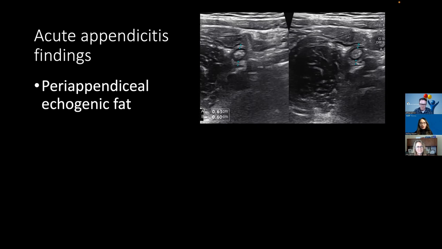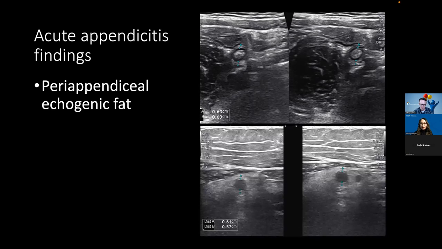Okay, so just moving on to the periappendiceal echogenic fat. As alluded to before, you don't want to fake out, so you don't want to simulate fat, but at the same time, you want to be able to pick up if there is truly fat around the appendix. That way it can help you call acute appendicitis in the setting where the size is equivocal. So both of these cases have appendiceal diameters of 0.6. And this one, you can even argue might be a little bit compressible as well as this one.